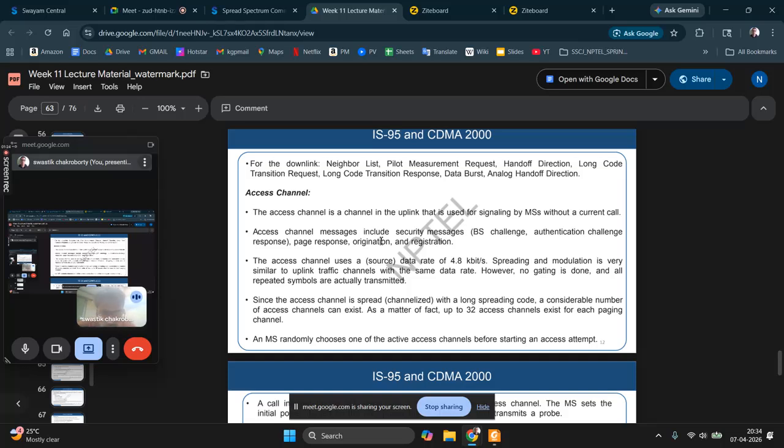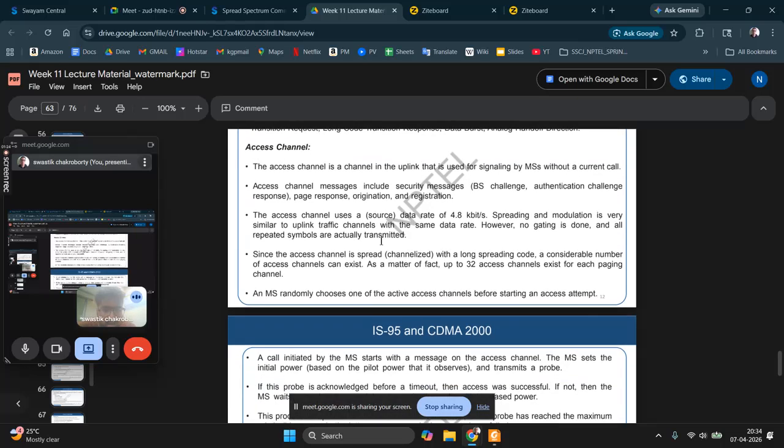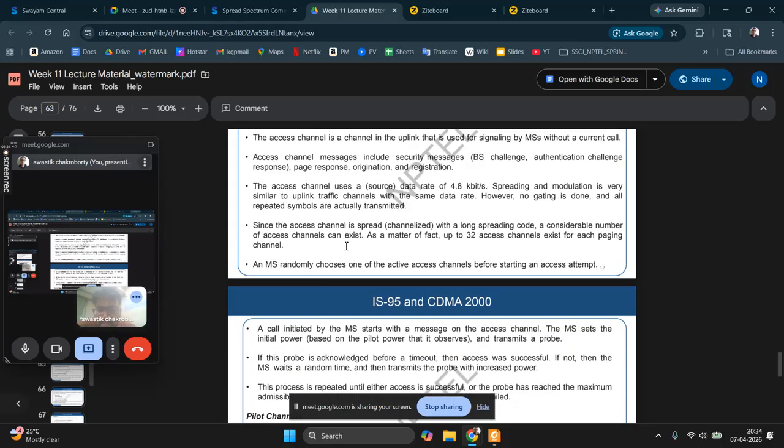Spreading and modulation is very similar to uplink traffic channels with the same data rate. However, no gating is done and all repeated symbols are actually transmitted. Since the access channel is spread with a long spreading code, a considerable number of access channels can exist. As a matter of fact, up to 32 access channels exist for each paging channel.